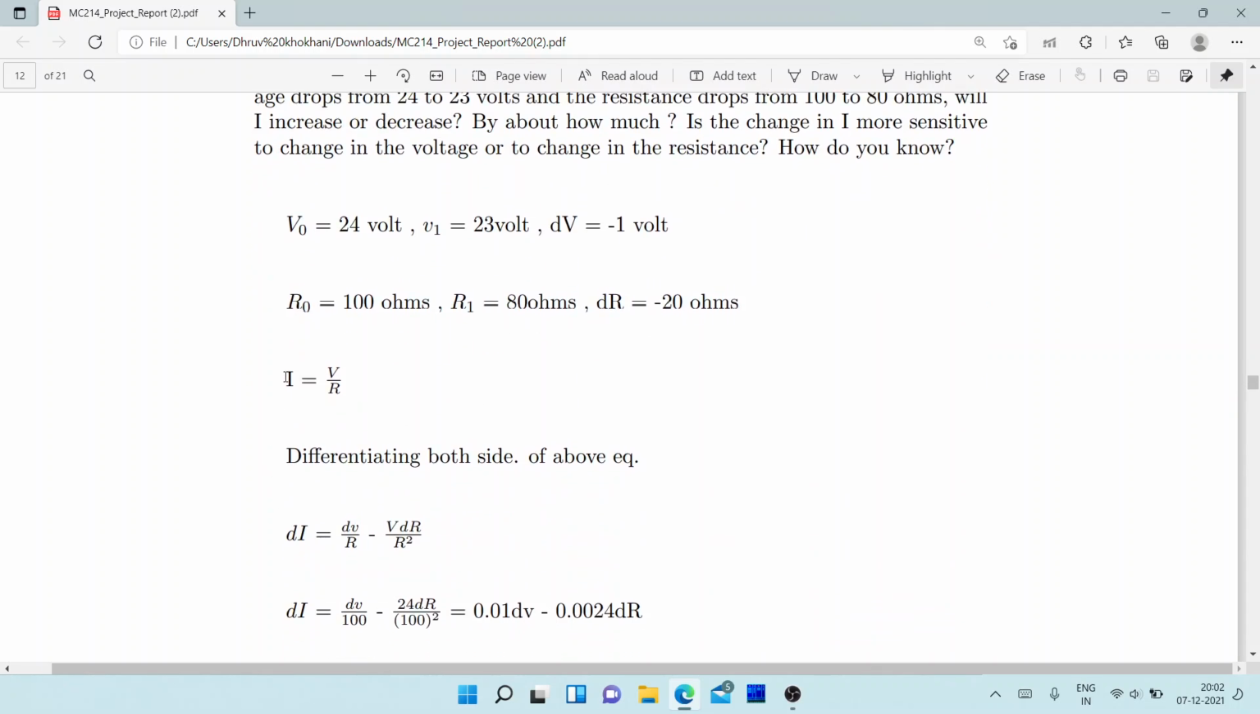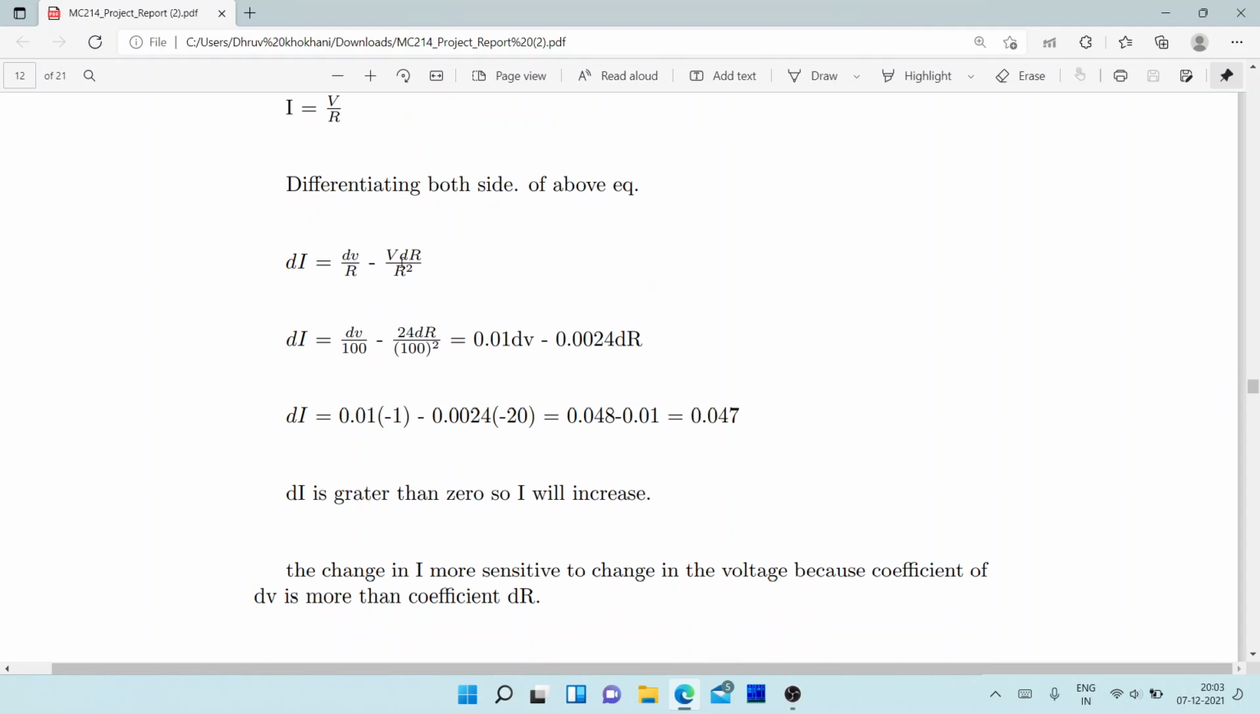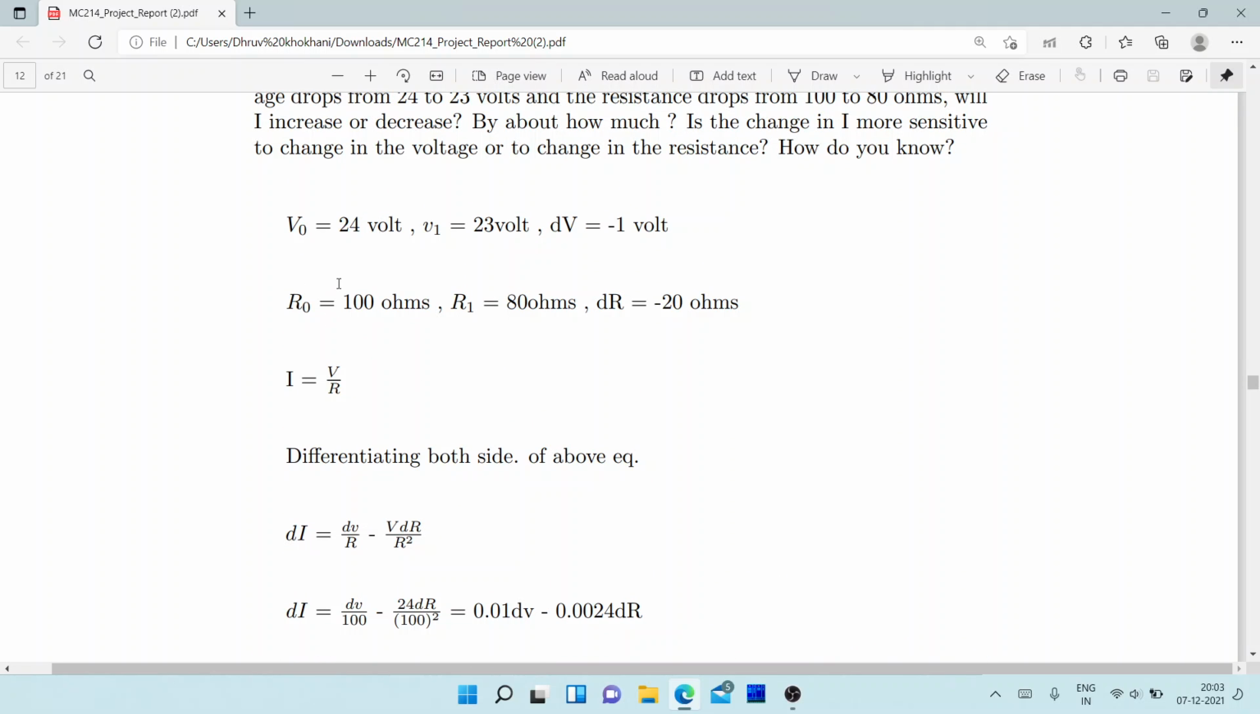So we use this equation and we differentiate both sides of this equation. After differentiating we get this equation, and we put the values of v and r, and we get this. In this equation we clearly see that the coefficient of dv is greater than the coefficient of dr. It means a slight change in voltage leads to a high change in current. So the change in I is more sensitive to change in voltage.